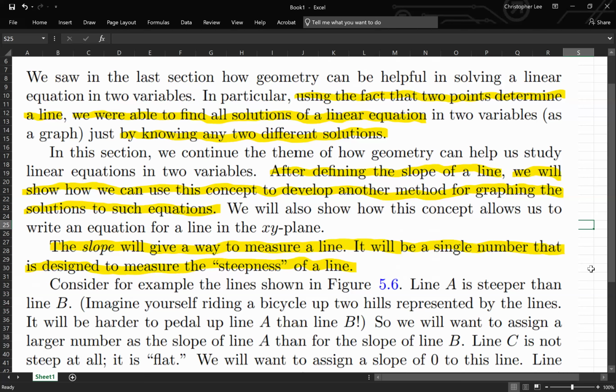So the slope will give a way to measure a line. It will be a single number that is designed to measure the steepness of the line, right? So consider, for example, the lines shown in this figure below, right?